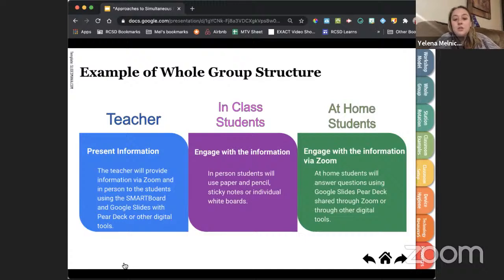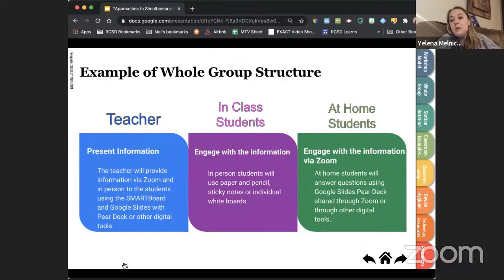So in this case, the teacher is using Google Slides with Pear Deck. She is putting the slides right on the smart board, but then she's also sharing that screen on Zoom. And we'll show some examples of how the teachers have been doing this in phase one of our schools. When this is happening, the students in class will be watching the teacher. They will be looking at the smart board to see the presentation, and they will be using tools like paper and pencil, sticky notes, or maybe individual whiteboards to interact, right?